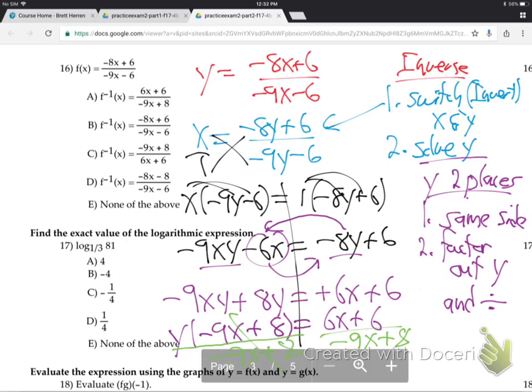Is that good? So what's the answer? Oh, it's obviously A. That's the inverse function. Is that good on that? Are we good there?